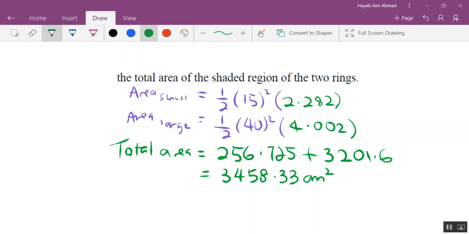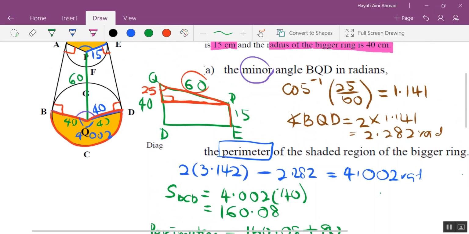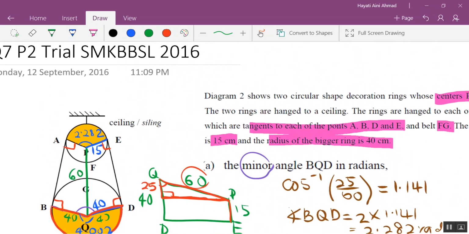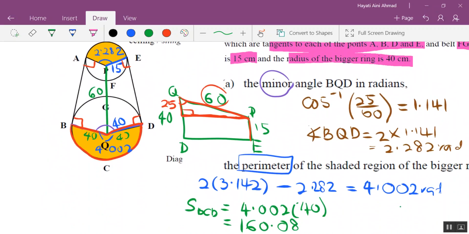Okay, that's all for the question that most of my students fail to answer correctly, especially subsection C, when I realized that they did not have the skill or the previous knowledge that when you have two circles that share the same common tangent, they should have the same angle.